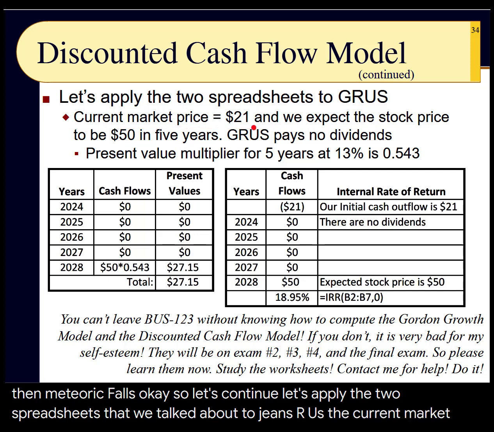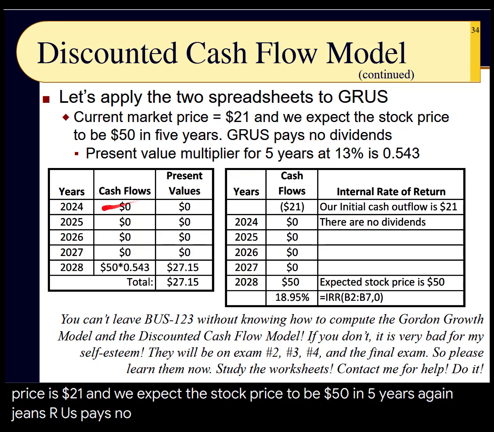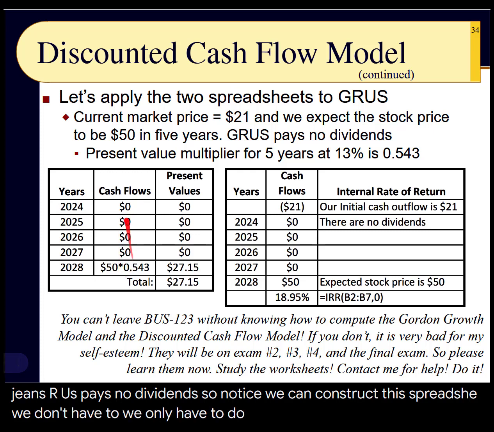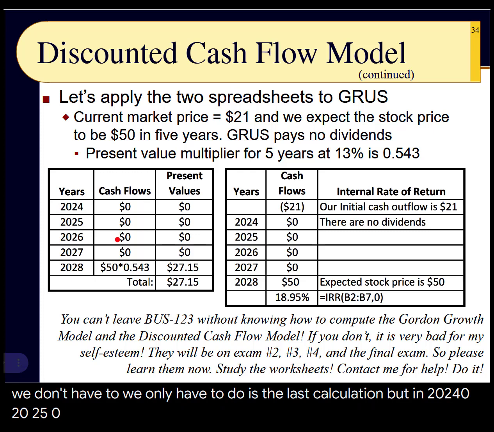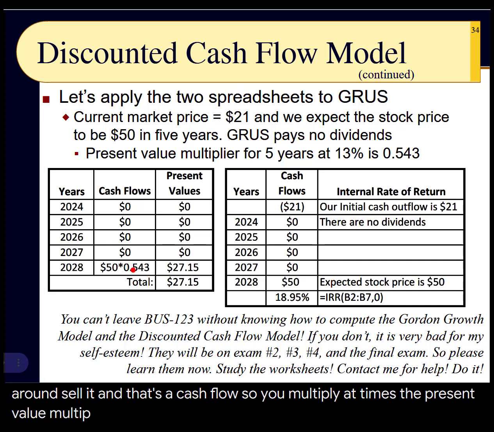The current market price is $21 and we expect the stock price to be $50 in 5 years. Again, Jeans or Us pays no dividends. So notice we can construct this spreadsheet. All we have to do is the last calculation. In 2024, 0. 2025, 0. 2026, 0. 2027, 0. But in 2028, if the stock does hit $50, we can turn around and sell it, and that's a cash flow. So you multiply it times the present value multiplier, 0.543, and it gives us $27.15.